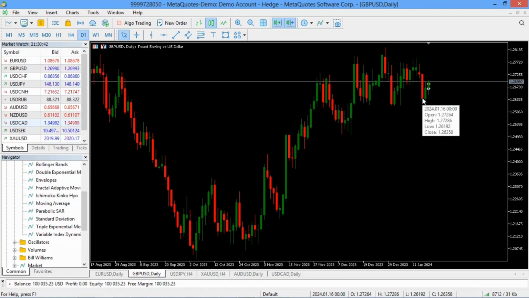Let's see, three days ago, it opened at 1.272 and closed at 1.263. So you can see that the closing is below the opening. That's why it's called bearish. Bullish is anything going up. When price goes up, it's called bullish. So once you hear bullish this, bullish that, it means it's talking about up.